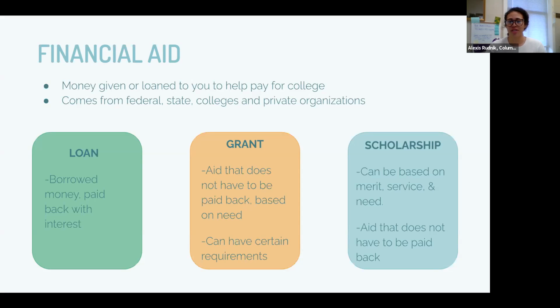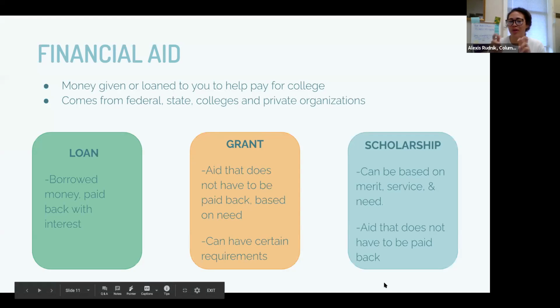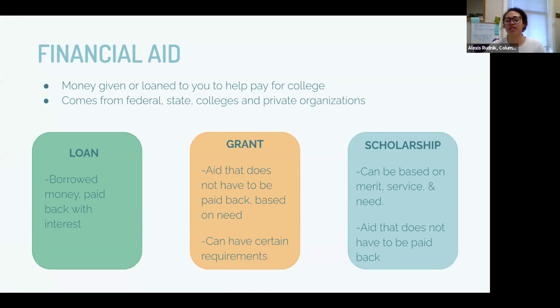So we always encourage students, of course, to go for the grants and the scholarships. We'd like to say that's more of the quote unquote free money. The difference is where the source of the money comes from. A grant doesn't have to be paid back, and that's typically need-based. So for example, when students file their FAFSA, they may qualify for the Pell Grant, which is given to students based on financial need.